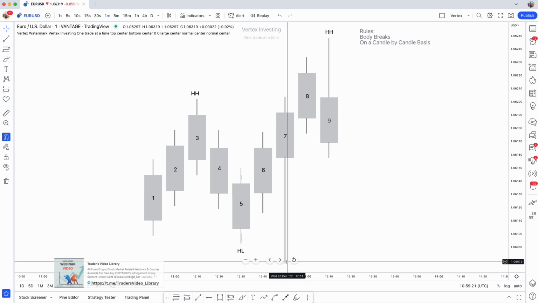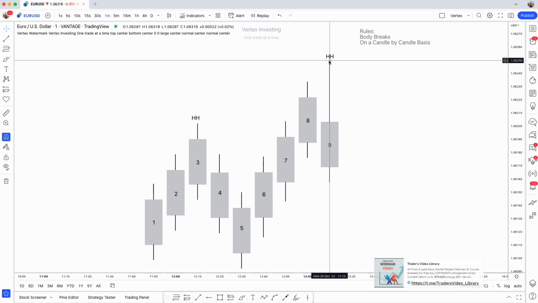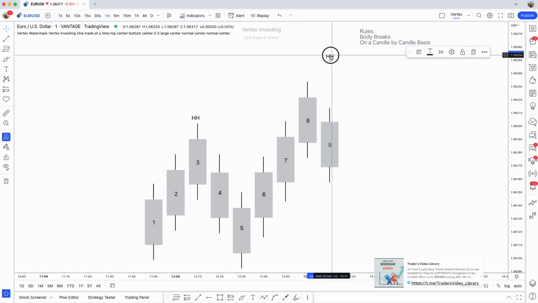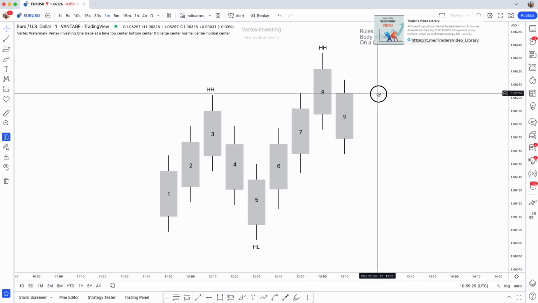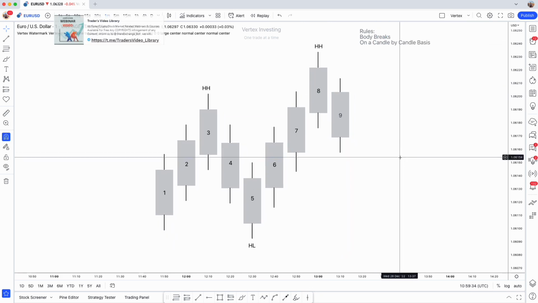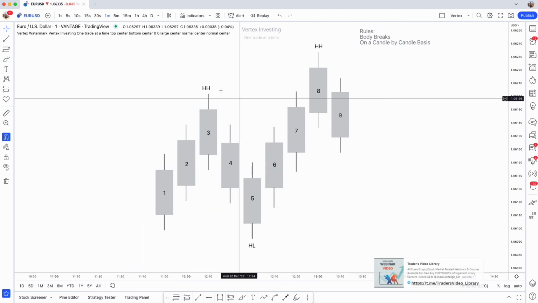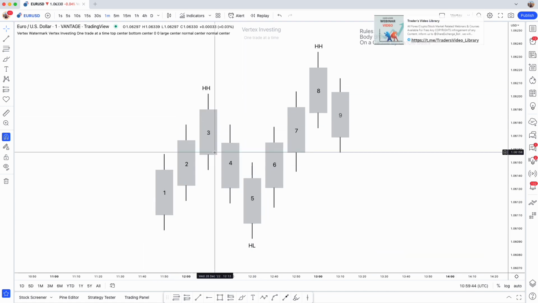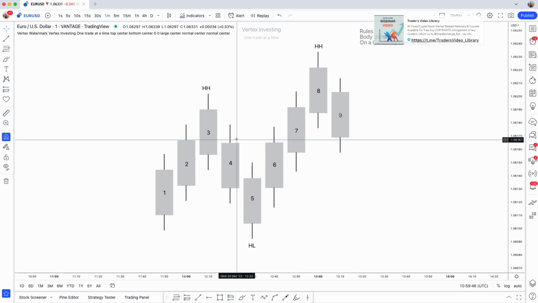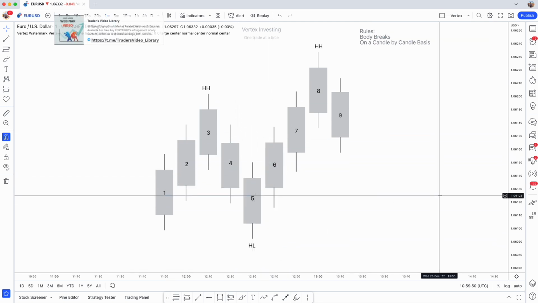Let me get rid of this, and let me get rid of that, and now this. So just to summarize and to keep things as simple as possible, we follow a candle by candle basis, and we only follow body breaks. So the body has to break the wick. Your range is confirmed by, say for example, creating a new high. The high is confirmed when the candle low has been taken, and the low is confirmed when the candle high has been taken. And between that, you have your trading range.